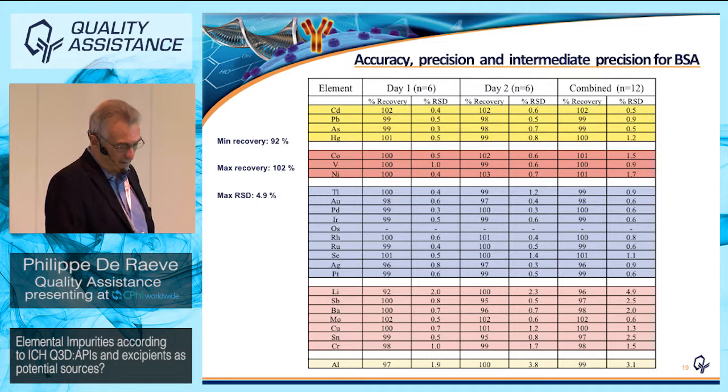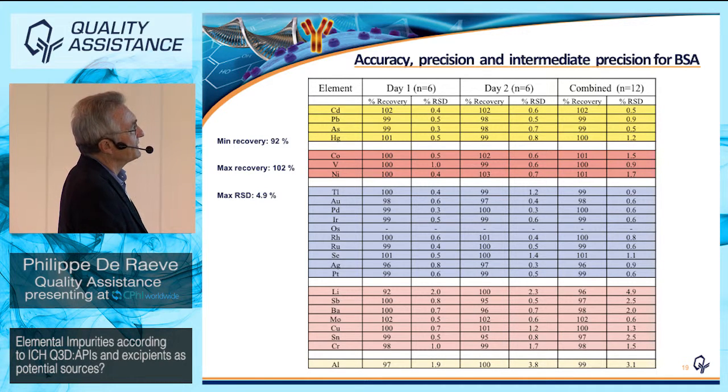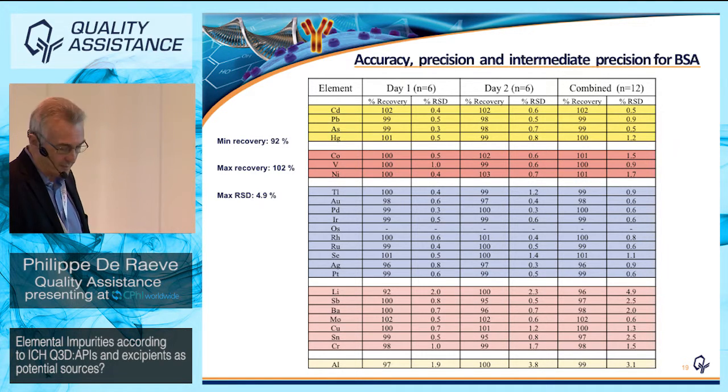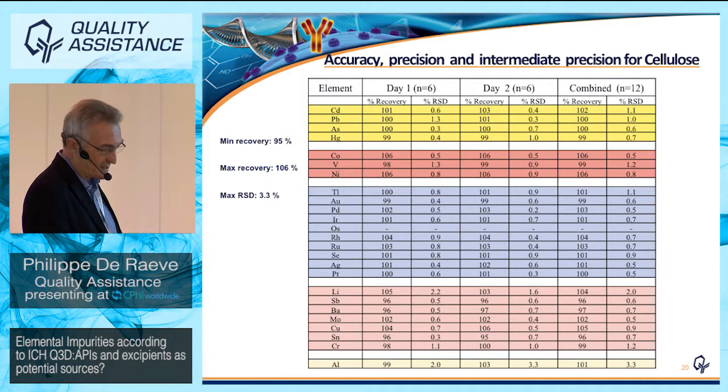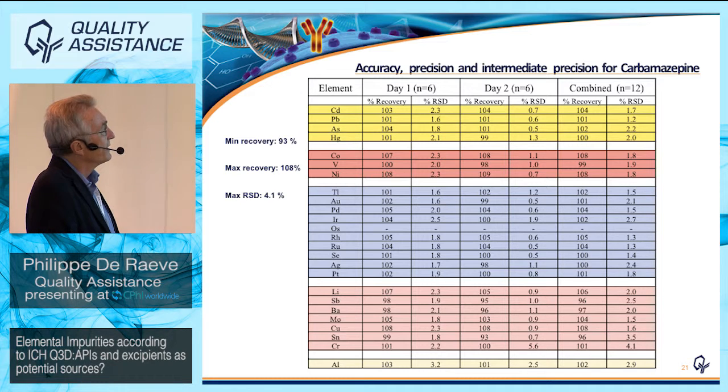In this table, you can see the accuracy, precision, and intermediate precision for BSA. Results obtained on day 1, day 2, and combined for day 1 and day 2. You can see that recoveries are very close to 100% on each day, and the RSDs are quite acceptable. The main figures are here. Minimum recovery is 92%, and maximum is 102%, with an RSD that is always less than 5%. Same results for cellulose. Once again, recoveries are ranging from 95 to 106%, and RSDs are still less than 5%. And finally, for carbamazepine, once again, very good recoveries, and RSDs lower than 5%.